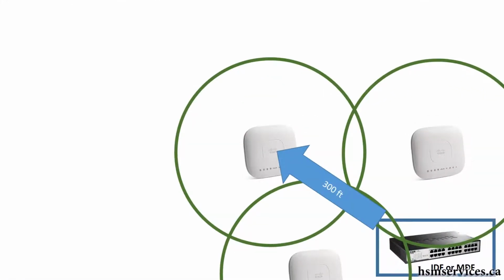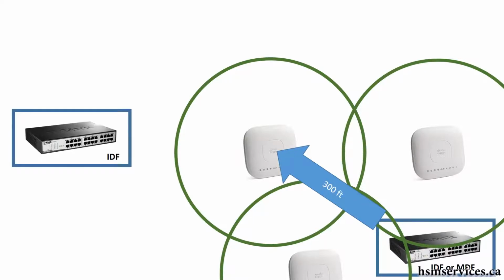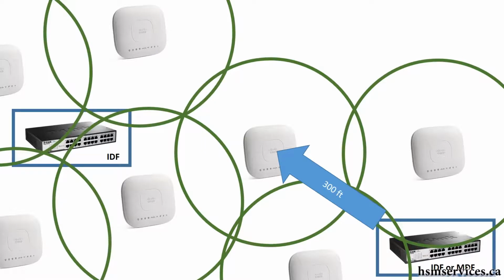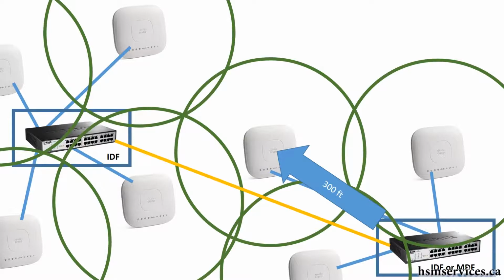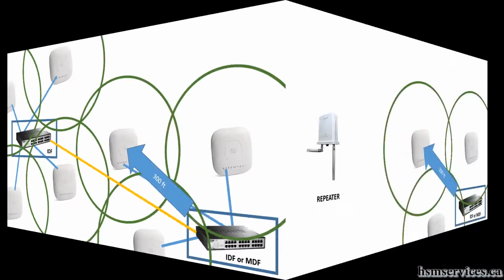In our first solution, we build an IDF right here, and we add some more access points within 300 feet of the IDF, and now we've been able to cover everything. And of course, access points connect to the respective IDF or MDF, and the distance between the two doesn't matter. We just trunk them with a fiber optic cable and we're good to go.